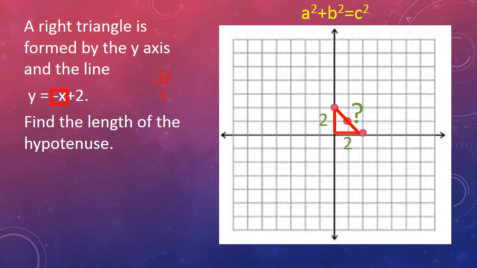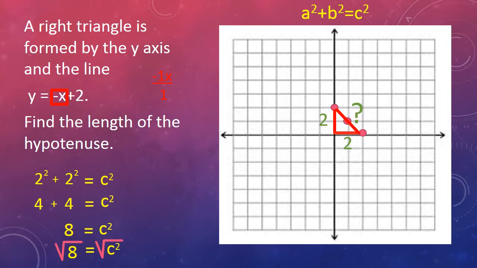So what I'm going to do is plug these numbers 2 and 2 into my Pythagorean theorem formula. So I have 2 squared plus 2 squared is equal to c squared. Now this can be simplified. So it's 4 plus 4 is equal to c squared. Now 4 plus 4 is 8. You keep having to bring down the c squared, otherwise your problem will be wrong.